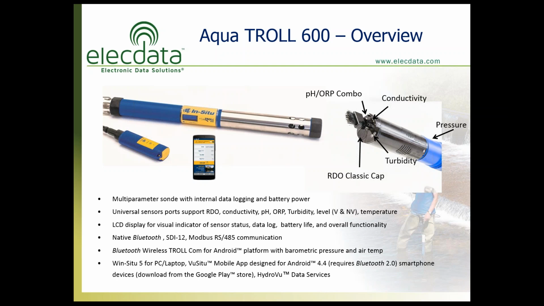There is an LCD display, which is very unique for a submersible multi-parameter probe. This LCD display gives you a visual indicator of whether or not you have all of your sensors connected, what the battery life is, overall functionality, and you can even start and stop logging runs with that LCD display as well. So if you happen to get out to the field and you just have all kinds of problems, or your laptop battery dies, your smartphone gets run over by your truck, and you're left there with nothing but your resources, you can actually start a logging run right through the LCD display.